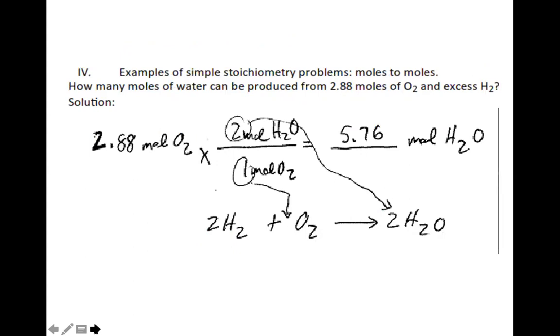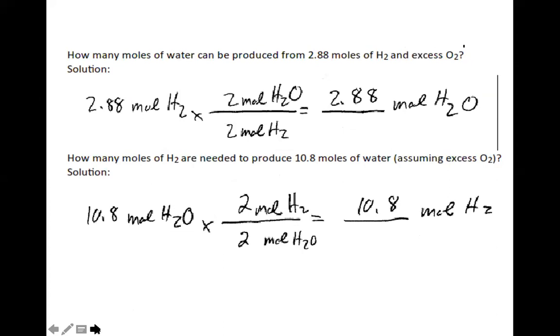Now, if you are asked to solve a simple stoichiometric problem, moles to moles: how many moles of water can be produced from 2.88 moles of oxygen and excess hydrogen? Then you can easily calculate it, and 5.76 moles of water will be produced. So from the molar ratio, you can easily get it, and then you can use the molecular weight to get the solution. Another simple problem: how many moles of water can be produced from 2.88 moles of hydrogen and excess oxygen? Water will be produced, 2.88 moles.